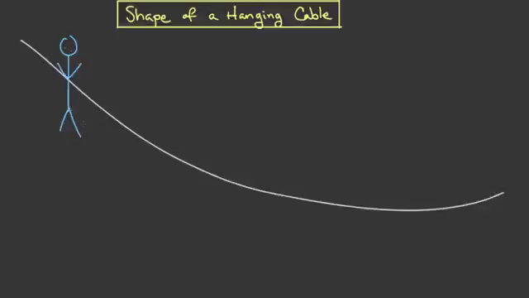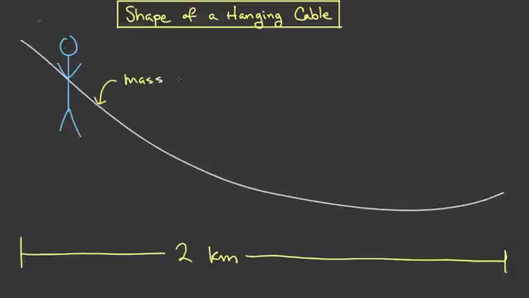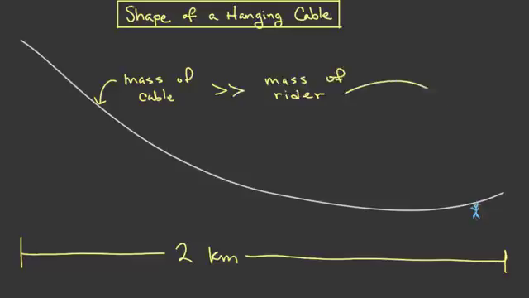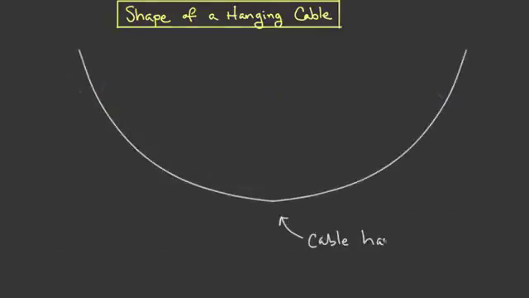Let's find the trajectory of a rider on a 2-kilometer long zip line. In this case, the mass of the cable is going to be much greater than the mass of the rider. So we reduce this problem to a related problem of finding the shape of a cable hanging under its own mass. So this is the real problem that we're going to solve.